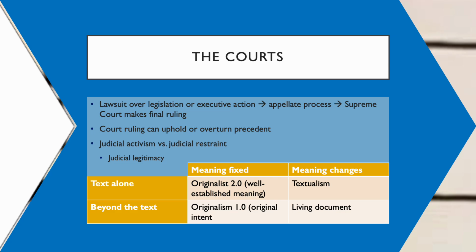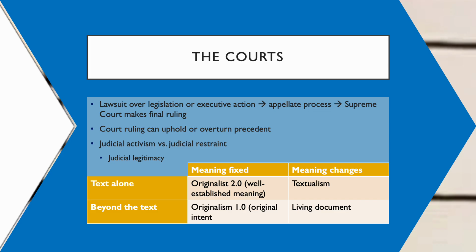Now, let's say that an individual or a state or a corporation or an interest group thinks that the rule that the agency passes is in violation of Congress's intent, right? So they might sue the EPA or the SEC or some other executive agency and say, look, you're not following the law as Congress has passed it. Or they can say that this law passed by Congress is actually just unconstitutional. So it starts with a lawsuit, it works its way up through the appellate process, and ultimately the Supreme Court makes the final ruling, where they can either uphold or overturn precedent.